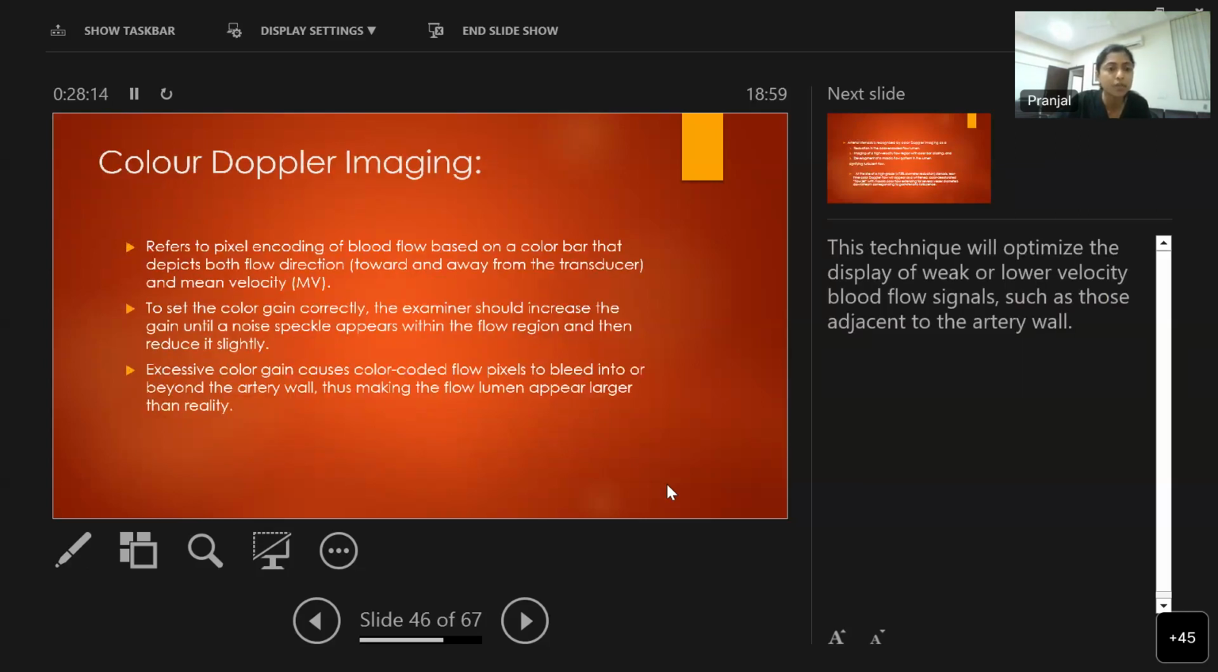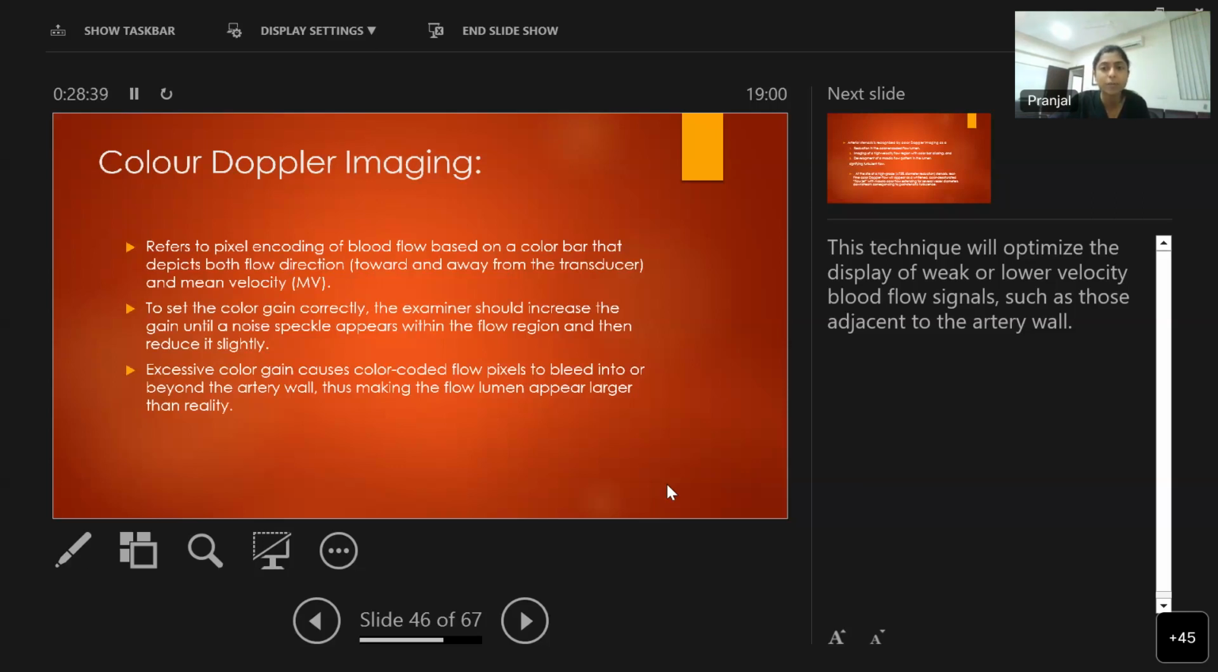Coming to color Doppler imaging, it refers to pixel encoding of the blood flow based on a color bar that depicts both flow direction towards and away from the transducer and a mean velocity. To set the color gain correctly, the examiner should increase the gain until a noise speckle appears within the flow region and then reduce it slightly.